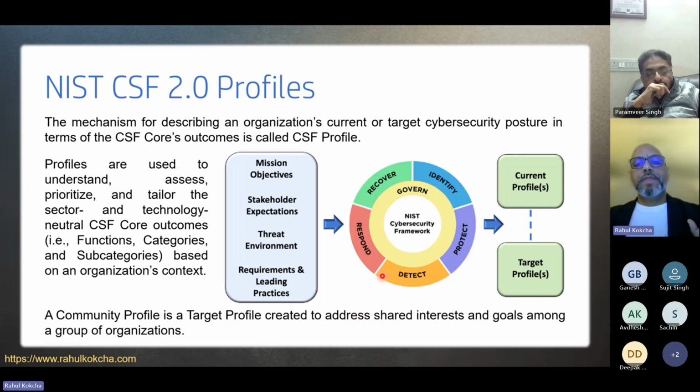We can set whatever our security target is, for example, what level of security we want to implement. That we can define as our target profile, meaning this is what I want to achieve. Then we can assess our current practices against the same guidelines and say this is where I stand today. That's the current profile, and this is what I want to go to, that's the target profile. Then we have to set the strategy to achieve the target.